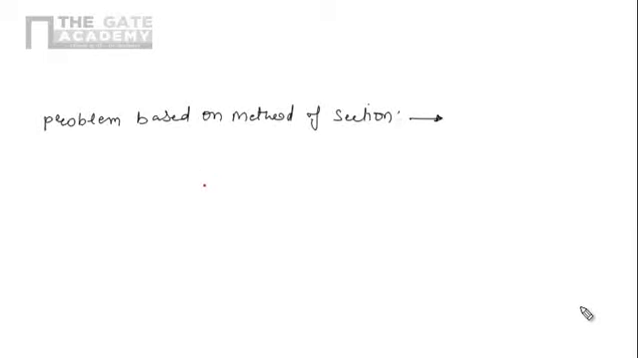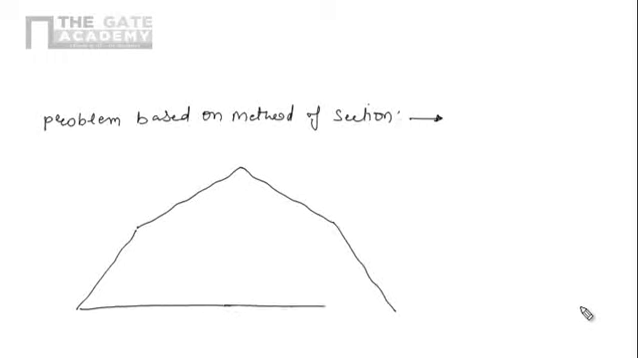So I am just drawing the given truss. This was the simply supported truss. Here we are having two simple supports. I am drawing these simple supports, and now I am drawing the other members.